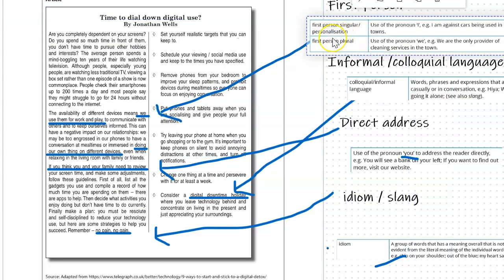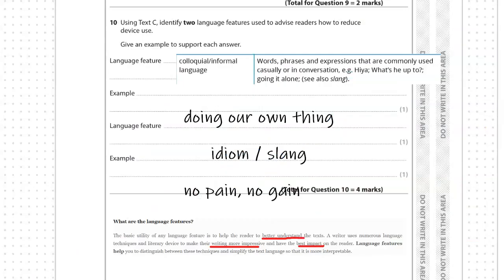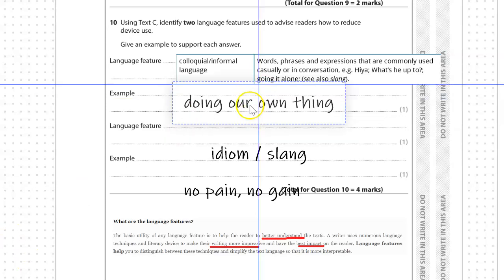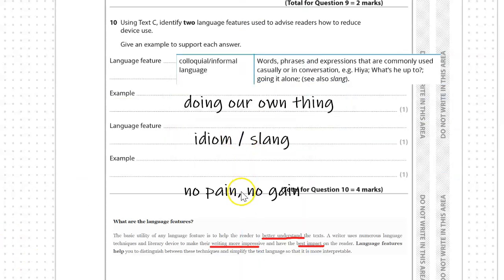Okay, so I'll leave that on the screen for a few seconds. Examples of the names of the language features, an explanation and where they are in the text. Going back to the question, so let's read the question again. Using text C, identify 2 language features used to advise readers how to reduce device use. Use an example to support each answer. So I've put the name of the language feature, given an example, and I've also left on the screen there a definition of language features.